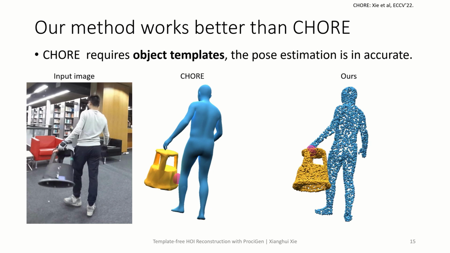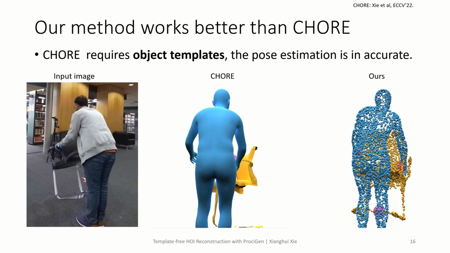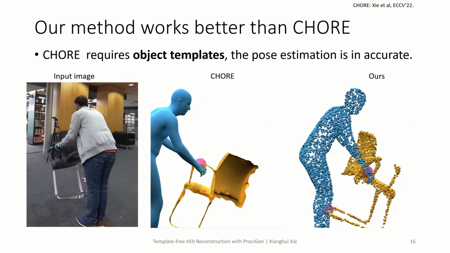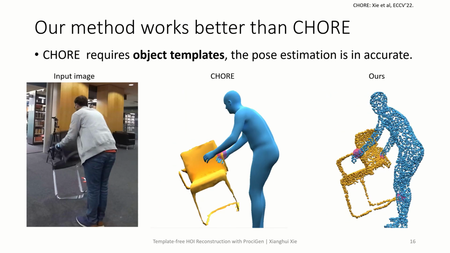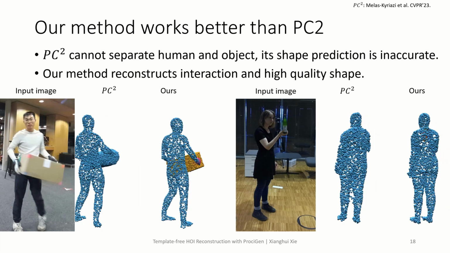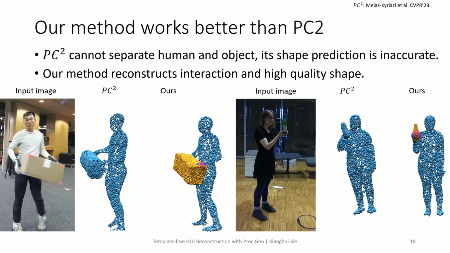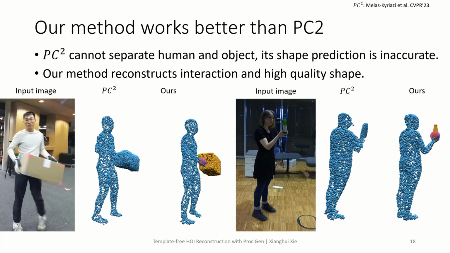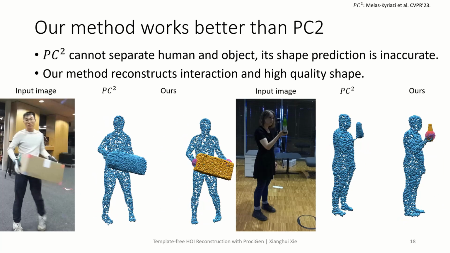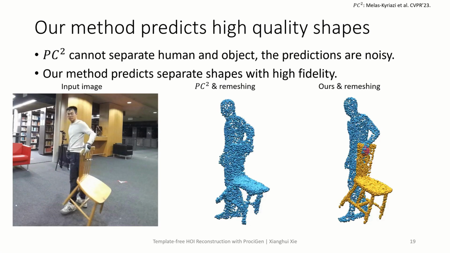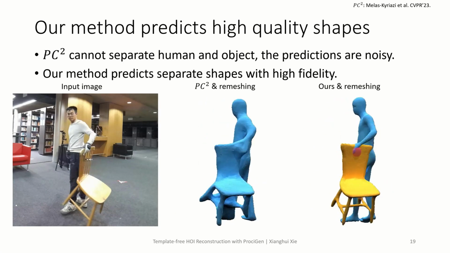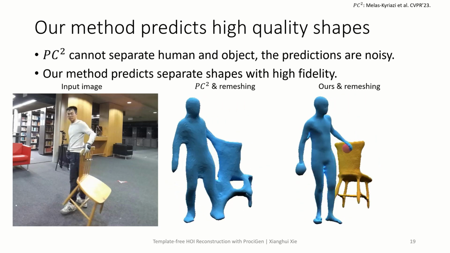CHORE relies on predefined template meshes, and its object pose prediction is noisy, leading to inconsistent 3D reconstruction. Our method faithfully reconstructs the human and object without any templates. We now compare our method with PC2, which does not require templates, but its reconstruction is noisy and cannot separate human and object. Our method predicts semantics while also predicting highly accurate shapes. With our high-fidelity shape prediction, we can obtain high-quality mesh using classic surface reconstruction methods.